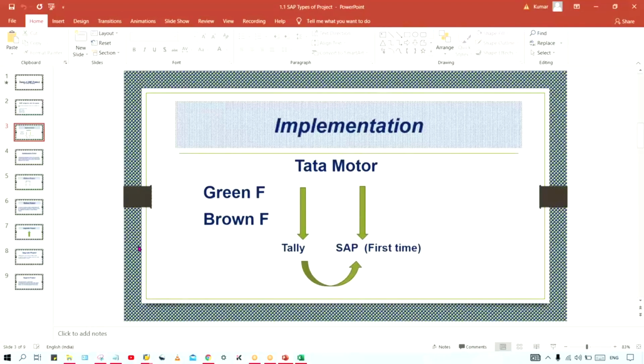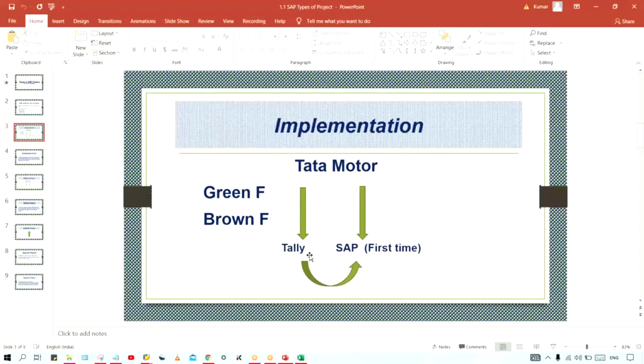Implementation project means what, guys? Let's suppose there is an organization. In the previous session I quoted the example of Tata Motor, so here also the example will be Tata Motor itself. Now let's suppose there is an organization, and in that organization they are using a different ERP. It could be Tally, it could be QuickBooks, it could be Oracle, it could be PeopleSoft. So let me take the example of Tata Motor itself. Let's suppose Tata Motor is using an ERP called Tally.